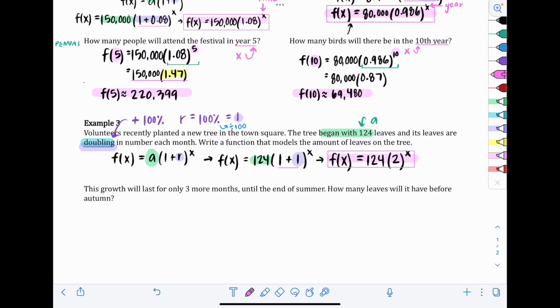So we know that x is time. And in this case, it's saying this growth will only last for 3 more months. So we need to put 3 in for x. So we'll find f of 3 instead of f of x. And then equals 124 times 2, and then instead of to the x power, we would do to the 3rd power.